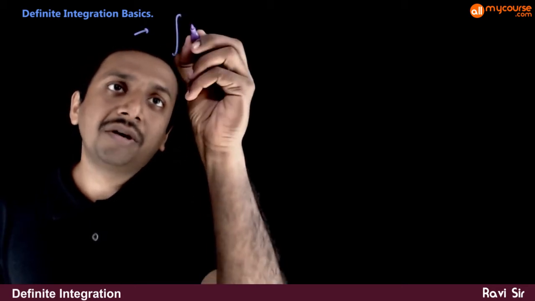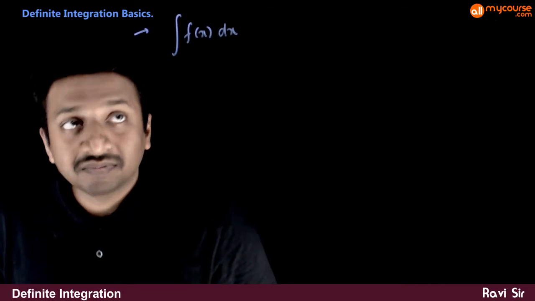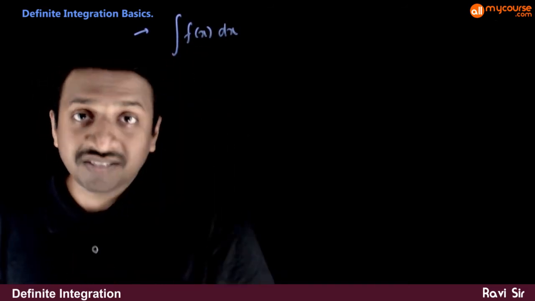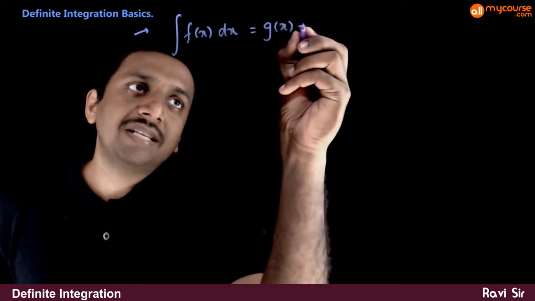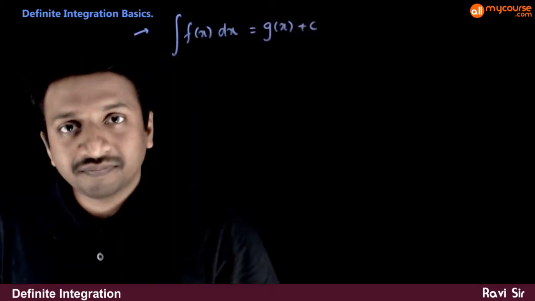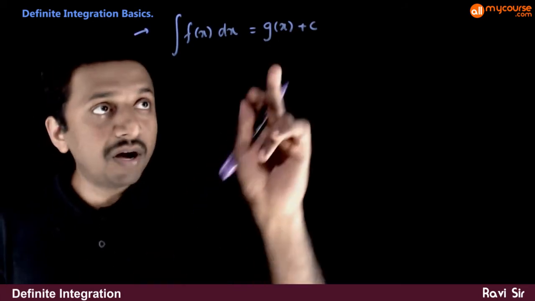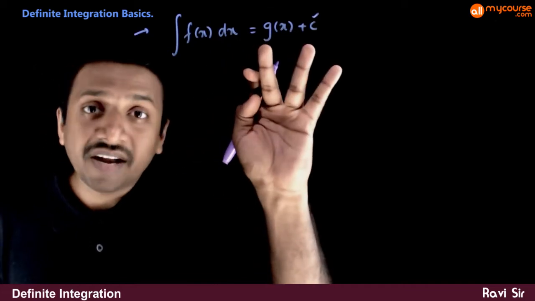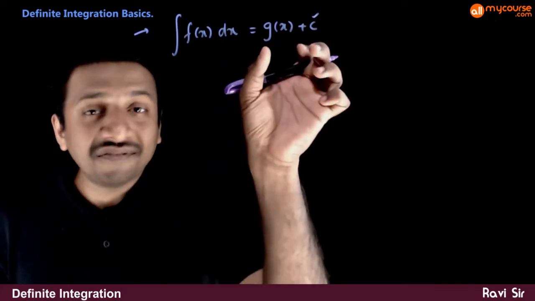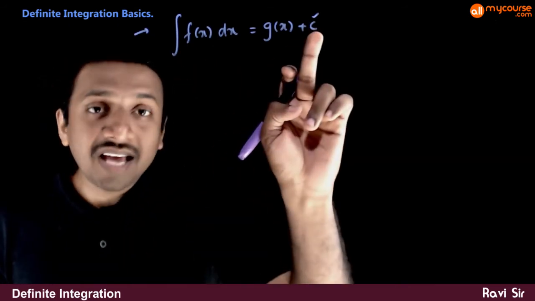So integration of a function f of x dx, the indefinite integration of f of x dx, let it be equal to a function g of x plus c. This is called the indefinite integration of f of x because the indefinite integration is not a definite function. You have infinite answers corresponding to this integration. You can have any arbitrary constant here.